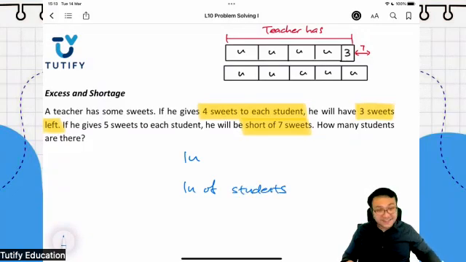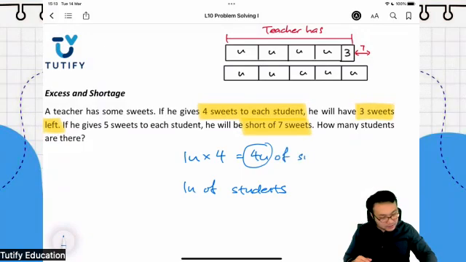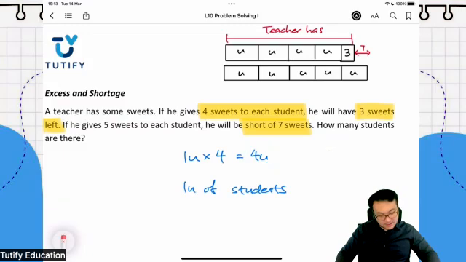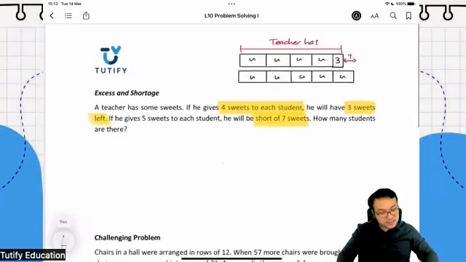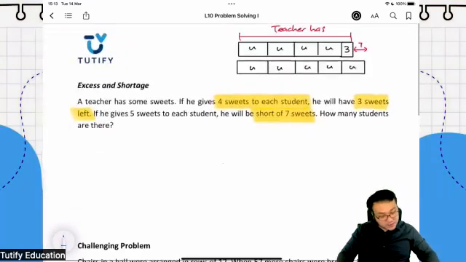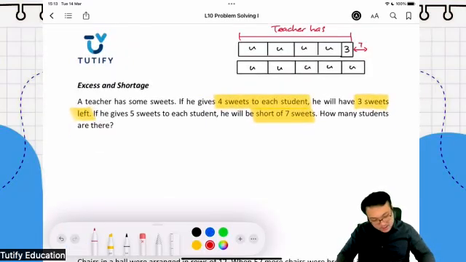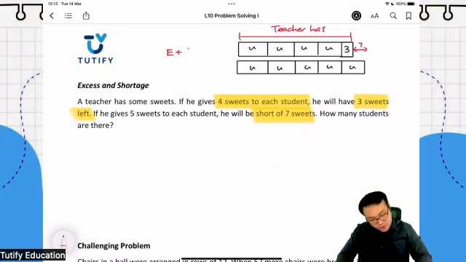Understand, Alexis? Then if I give them 4 sweets each, that means the total is 4 units of sweets. Understand? Okay, so the number of sweets is 4 units, but the number of students is 1 unit. 1 unit represents the number of students. So there's 10 students. Another way we can do this is excess plus shortage divide by the difference.